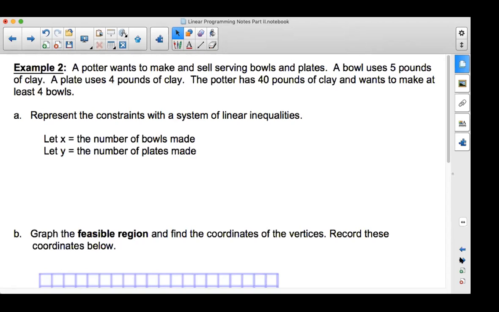A bowl uses 5 pounds of clay. A plate uses 4 pounds of clay. The potter has 40 pounds of clay and wants to make at least 4 bowls. So it does give us X and Y, X being bowls and Y being plates. So read through it once, read through it a second time. See if you can try and pull together the information.